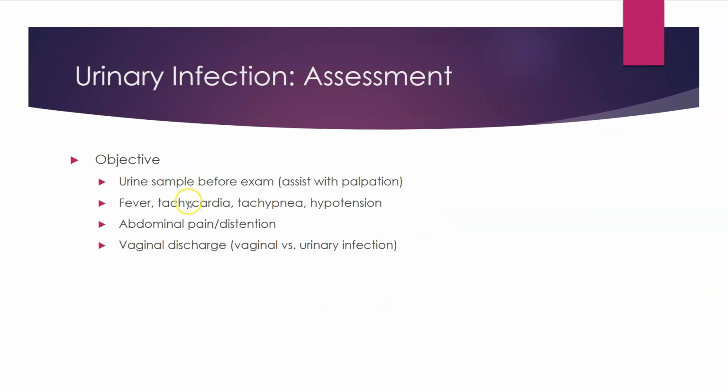Objectively, what we might see is urine samples. They should do this before you do your assessment. It does help with palpation, but they might have fevers, tachycardia, tachypnea, and hypotension. You might see some abdominal pain and distension with this, and they might have discharge. It could be vaginal, or it could be discharge from the penis as well.